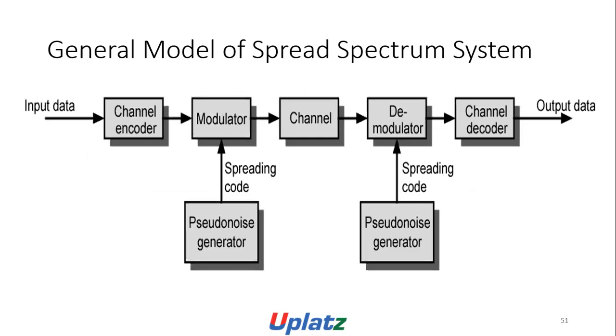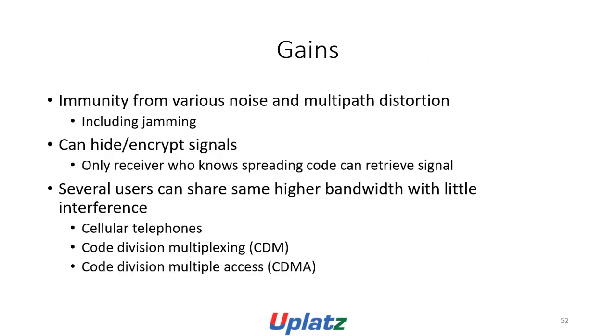A general model of a spread spectrum system: input data, channel encoder, modulator, pseudo-random generator, spreading code, channel, demodulator, spreading code, pseudo-noise generator, channel decoder, and output data. Gains: immunity from various noise and multipath distortion, including jamming; can hide and encrypt signals. Only a receiver that knows the spreading code can recover the data signals. Several users can share the same higher bandwidth with little interference. Another form is code division multiplexing, code division multiple access.